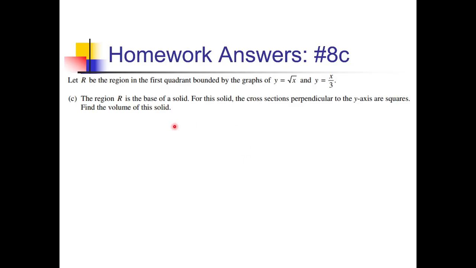For part C on this problem, the region R they're telling us now is the base of a solid. For this solid, cross-sections perpendicular to the y-axis. So again, we're doing y integration. Those are going to be squares. We want the volume of the solid.